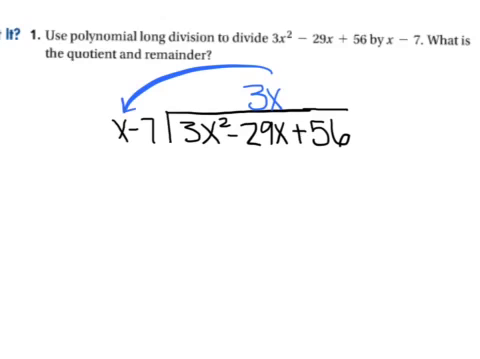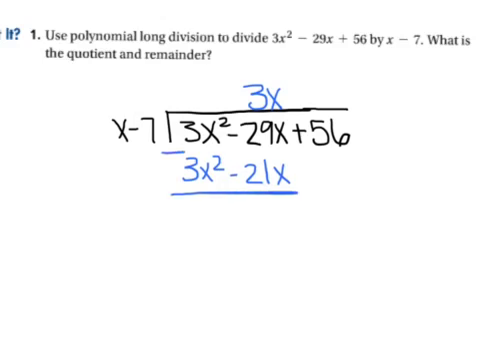Then take that 3x, multiply it by x, and multiply it by negative 7. You want to subtract those values. So 3x squared minus 3x squared is just 0. Negative 29x minus negative 21x gives us a negative 8x. Bring down your constant value. Negative 8x.